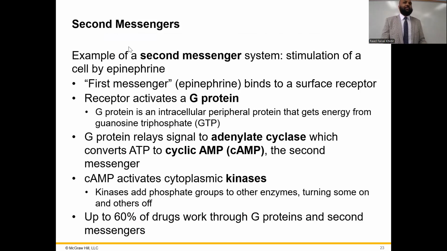Then we have second messengers. Why do we say we need second messengers? Why can't the ligand or the hormone go all the way through the plasma membrane, cross the cytoplasm, bind the nucleus, and all of that? Why?